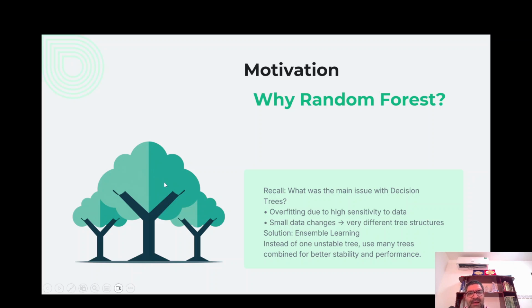We were having one more issue, which is that small data changes result in a very different tree structure. That is the second issue, which was already discussed. So two certain major problems: one is overfitting, and one more is very different tree structures for small data changes.